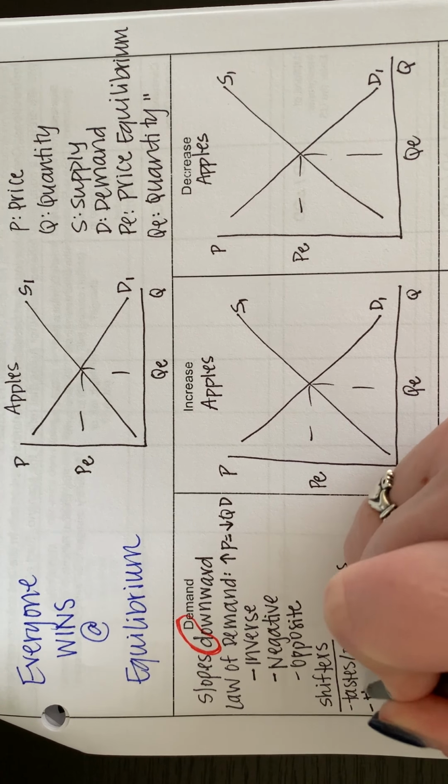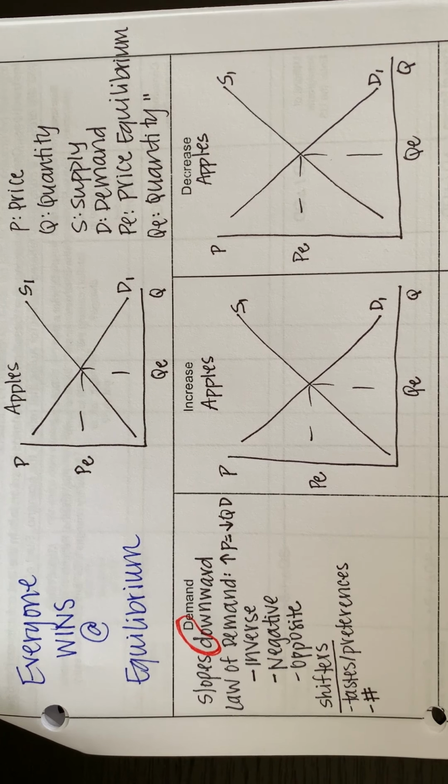Another shifter is going to be number. So the number of consumers, the number of demanders in the market can shift our entire market for apples. So a great example of that is Frisco. Frisco is constantly growing. Every day you get onto the road, there's more cars and more people. And that's just number of people are increasing.